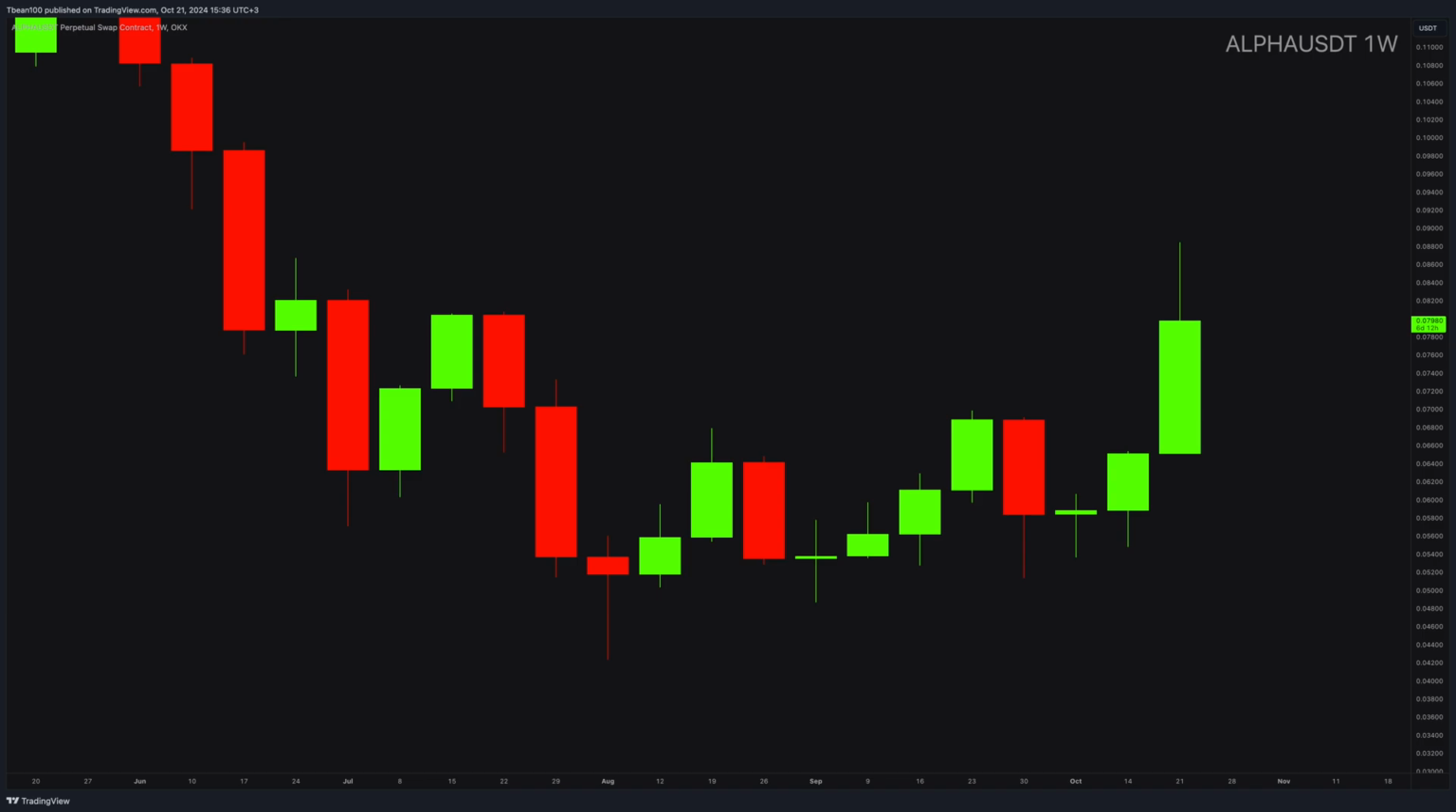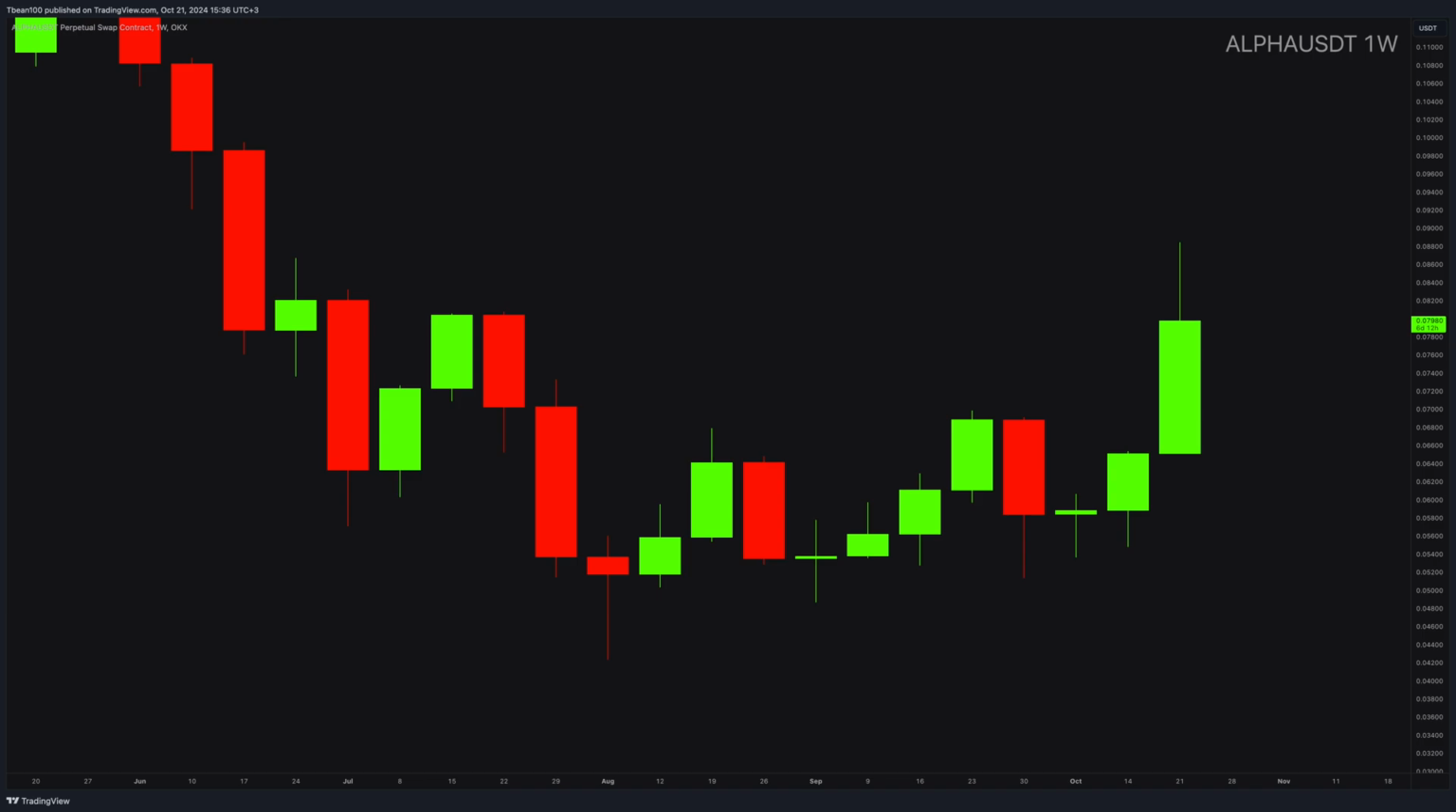Okay, let's talk about the Alpha coin. This coin was the very obvious choice today. I'm sure that everyone saw the very clear setup here. First of all, Alpha was the number one top gainer coin today with a gigantic 30% gain in one single day.